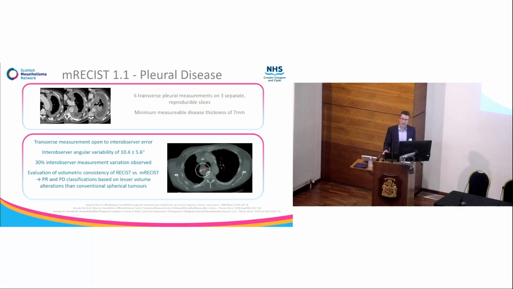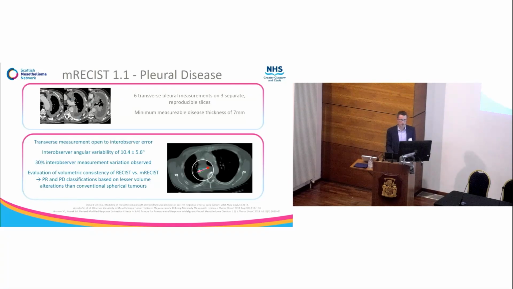But even then, there's issues with it. You might think, well, that's quite straightforward. In actual fact, even measuring this transverse is open to significant variability between different observers. And research has shown that you've got a difference of over 10 degrees in angles of measurement. Now, if you're measuring a 10 millimetre tumour and measuring at 11 or 9 millimetres, that's immediately a 10% error rate. And we know from research there's actually about a 30% variation between different radiologists and different reporters.